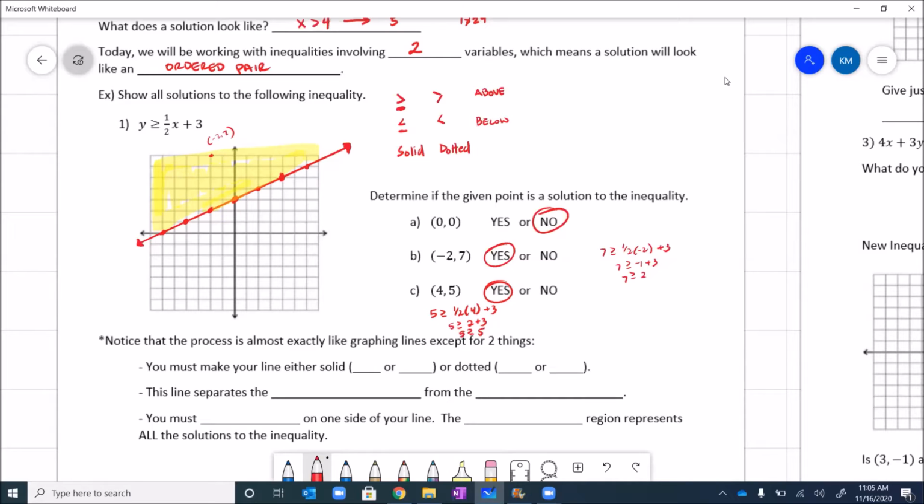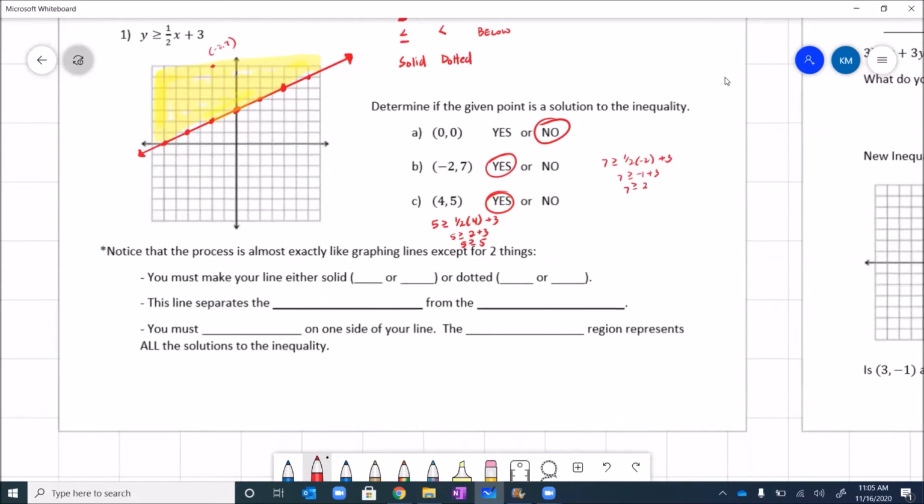Yep, that's true. Okay, so we see that plugging in our values or looking at a graph are ways for us to see if a point is a solution to the inequality. Notice that the process is almost exactly like graphing lines except two things. You must make your line either solid or dotted.